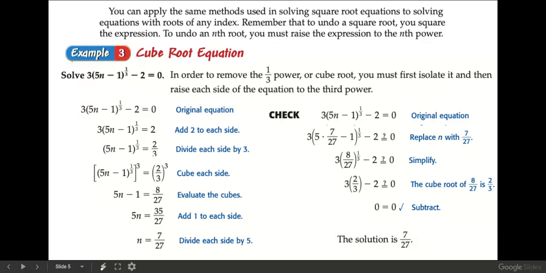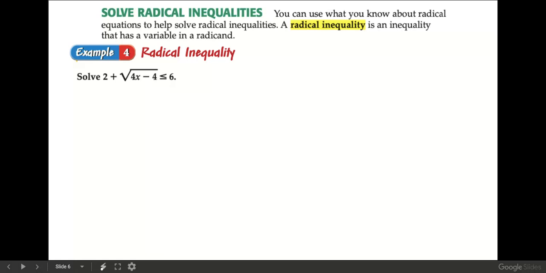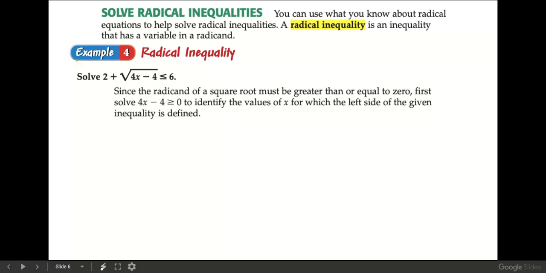And then let's look at solving radical inequalities. You can use what you know about radical equations to help you solve radical inequalities. A radical inequality is an inequality that has a variable in a radicand. So here, let's look at this example. You have 2 plus the radical quantity 4x minus 4 is less than or equal to 6. Since the radicand of a square root must be greater than or equal to 0, it can't be negative inside of the radical. First, solve 4x minus 4 is greater than or equal to 0 to identify the values of x for which the left side of the given inequality is defined.